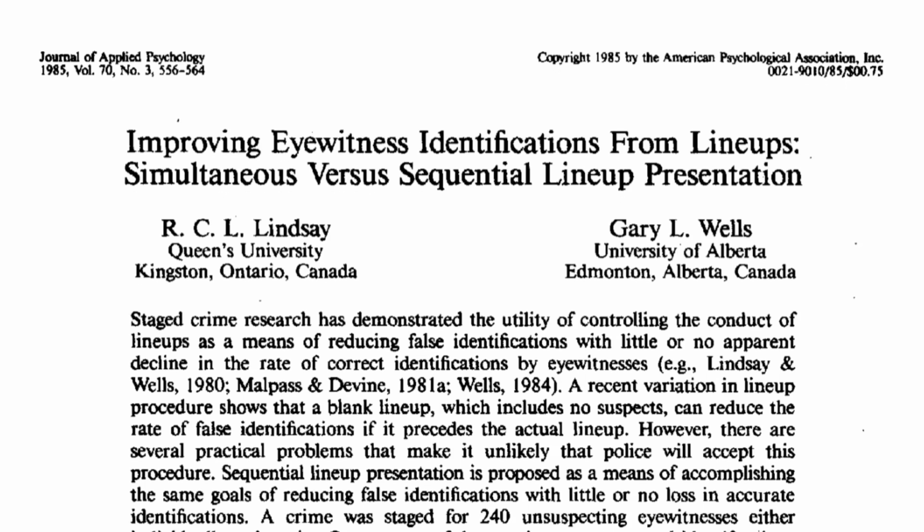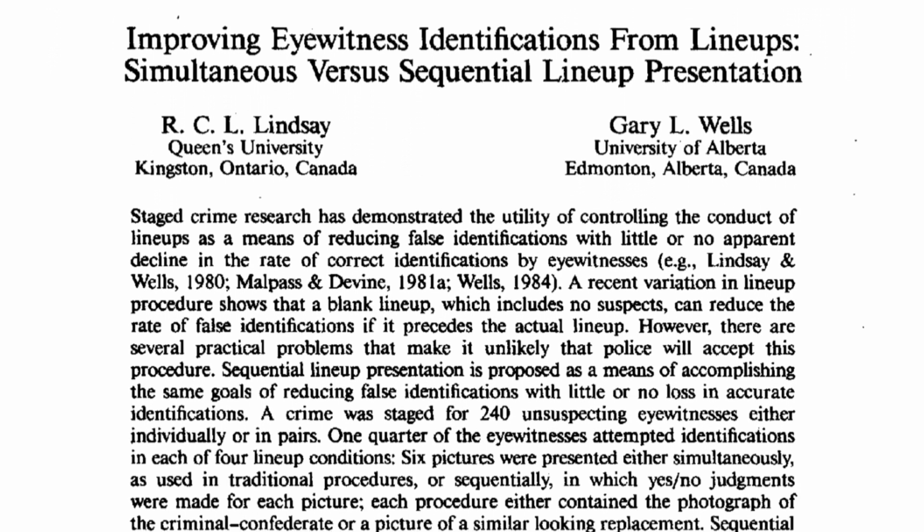That is, the structure of simultaneous lineups may foster the same sort of bias to pick someone as biased instructions do. What can we do about this? Well, one alternative is to use a strategy suggested by Roderick Lindsay of Queen's University and Gary Wells of the University of Alberta, known as the sequential lineup. This is where each member of a lineup is viewed in turn. The eyewitness is asked, "Is this the person you saw?" and they have to answer yes or no.